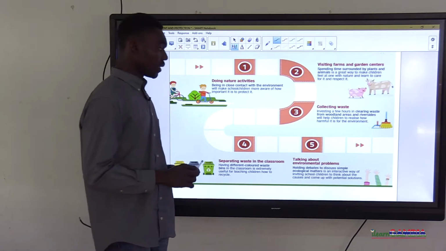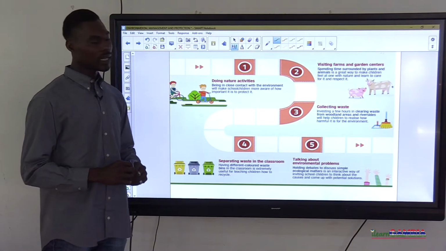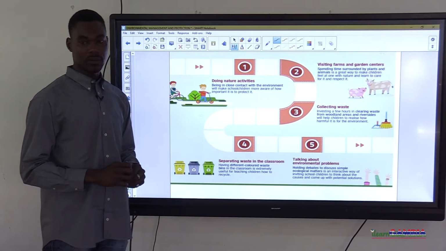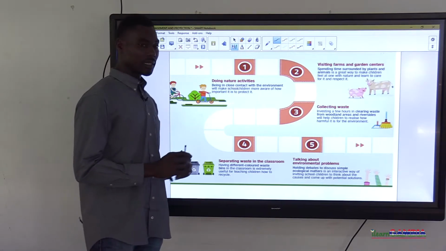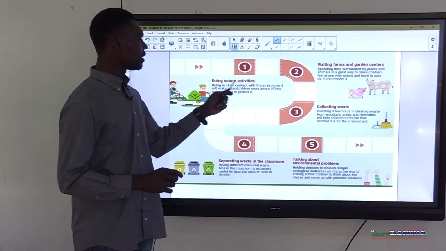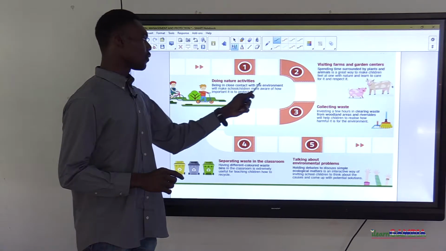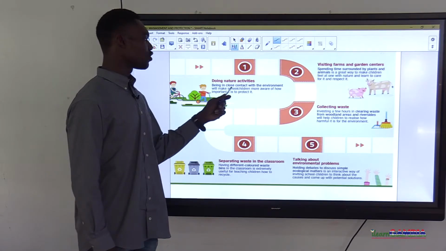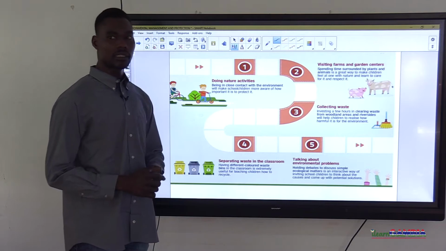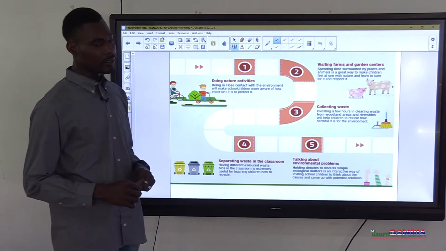So along here also you will see some of the things we can do to protect our environment. Okay, first we start looking at this one here, doing nature activities. Number one, doing nature activities. Being in close contact with the environment will make school children more aware of how important it is to protect it. Okay? Doing nature activities is one way to protect the environment.